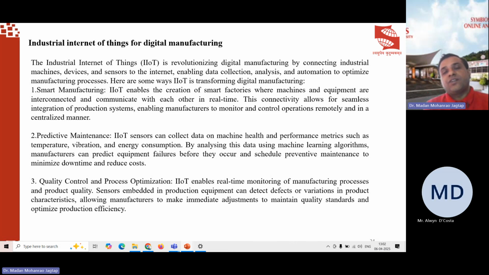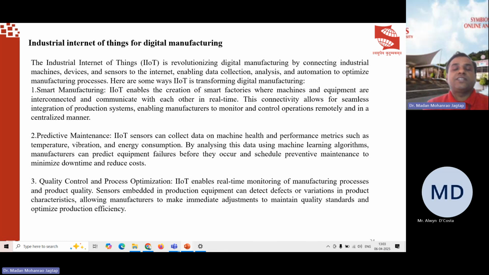Sensors are there. With the advanced sensor technology, we can monitor the equipments and we can control the equipments. So this industrial internet of things is revolutionizing the digital manufacturing. Similarly in the manufacturing industry, with the help of industrial internet of things, we can control machineries, we can control the product manufacturing, we can control the standard of product manufacturing. So that is possible, by connecting industrial machines, devices and sensors to the internet, enabling data collection, analysis, and automation to optimize manufacturing processes.